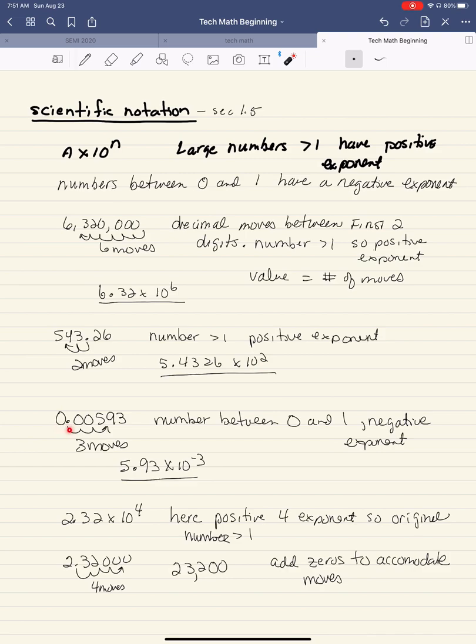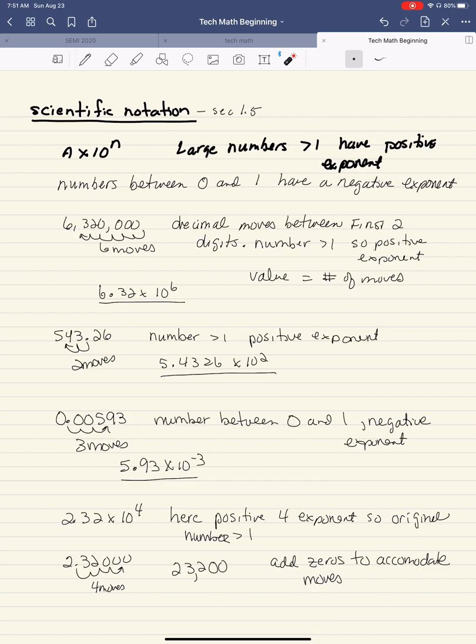Here, this number, 0.00593, is between 0 and 1, so it's a negative exponent. I still have to move it 1, 2, 3 moves to get it between the first two digits. So it's 5.93 times 10 to the minus 3. The moves was 3, but it's a negative exponent because the original number was between 0 and 1.